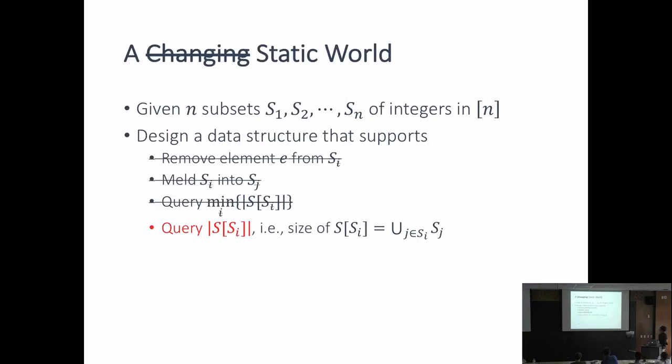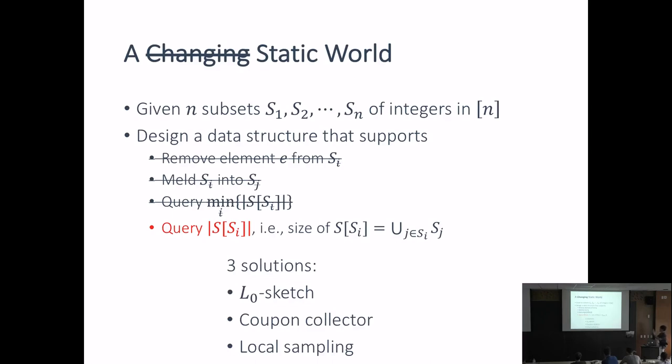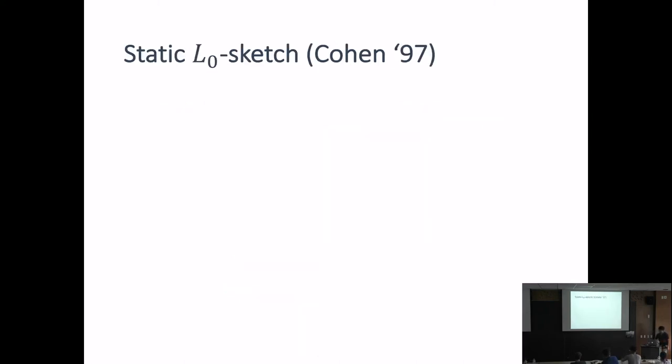Okay, so first of all, we want to simplify this problem. Instead of considering a changing world, we are going to consider a static world. So we're not going to consider those messy operations. We just need to consider one operation: we just need to know the size of a reachable set. Just focus on this very simple problem. And we have three solutions we are going to talk about. The first one is L0 sketch, the second is coupon collector, and the third one is local sampling.